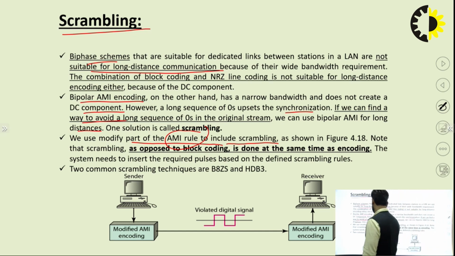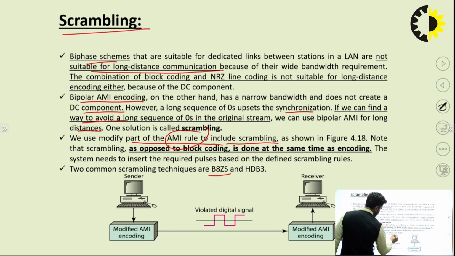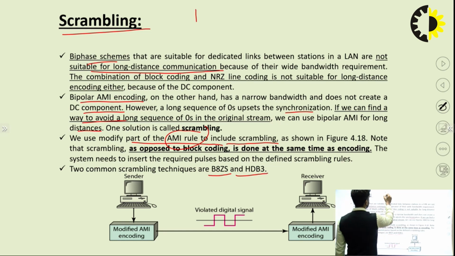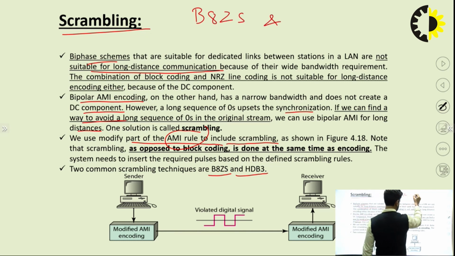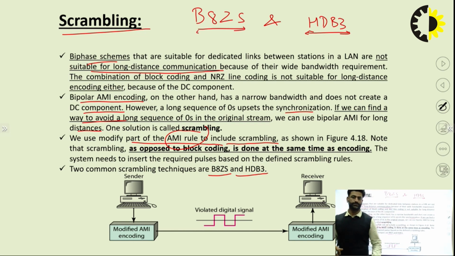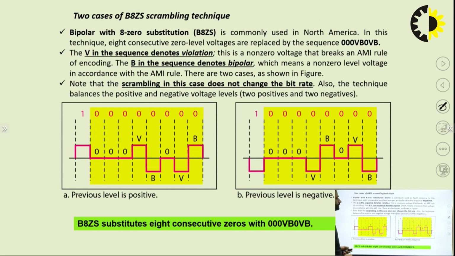Now, two common scrambling techniques are B8ZS and HDB3. These are the two types of techniques. These two techniques are used to substitute over long sequences of zeros. B8ZS is bipolar with 8-zero substitution. B8ZS means bipolar 8-zero substitution.